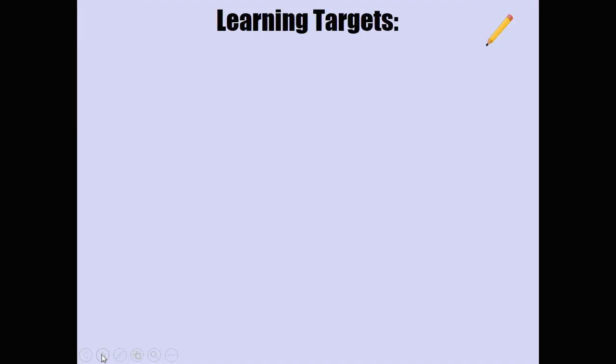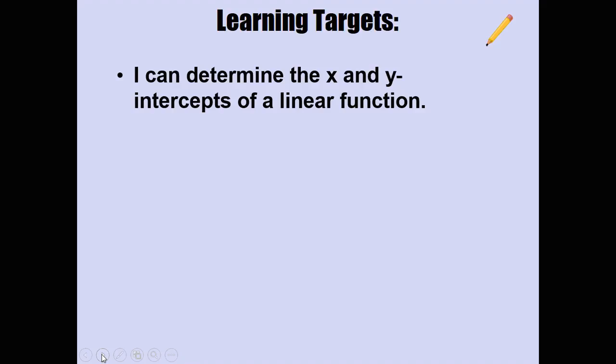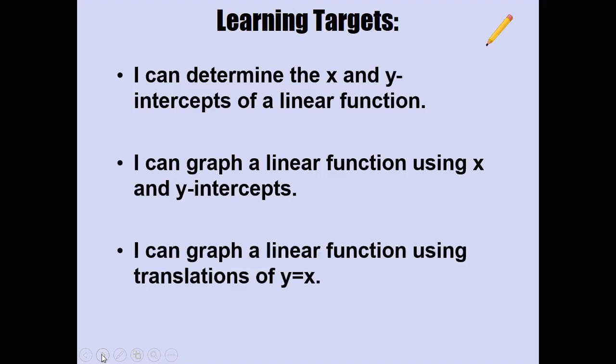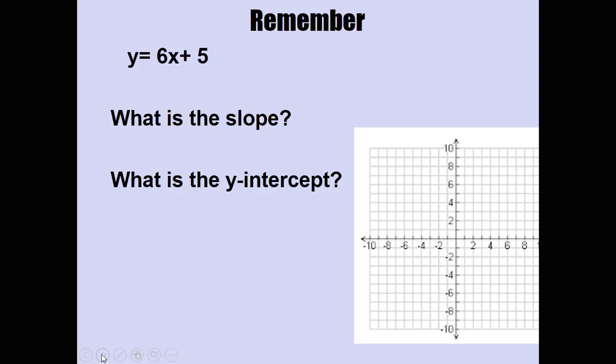So let's look at our learning targets just briefly. You already have these, but we are determining the x and y intercepts of a function today. We're learning what those mean. We're also going to use them to graph. And we're going to talk about graphing a line using a different type of form that you've probably never seen before, called the translated form, or pulling the point from the equation and using that to kind of sketch where that line moved.